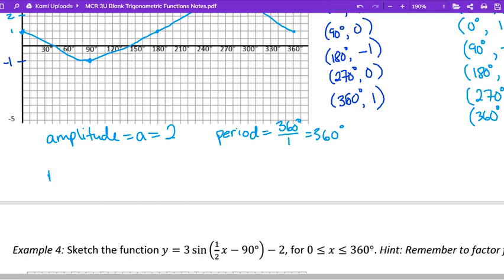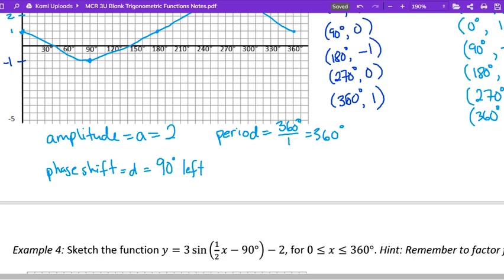We need to find the phase shift. That is your D. So our phase shift, now watch this. You're not going to say it's negative 90. You're going to say 90 degrees in which direction? Left. Good. So that negative is 90 degrees to the left.